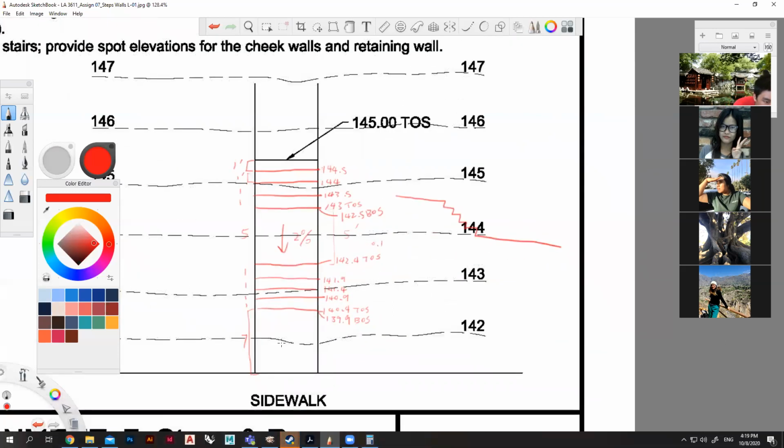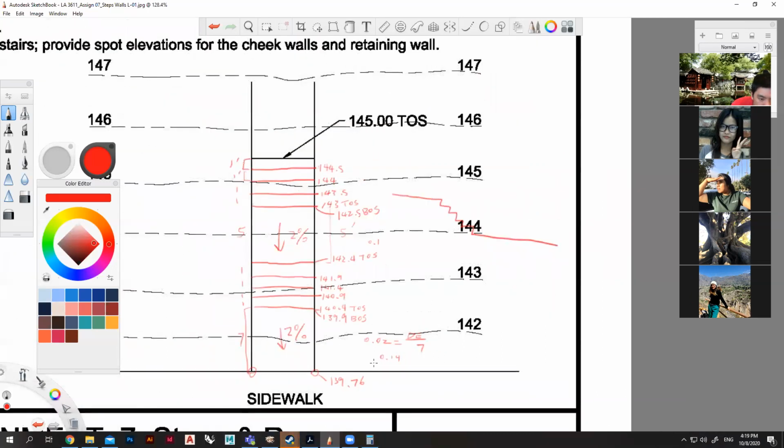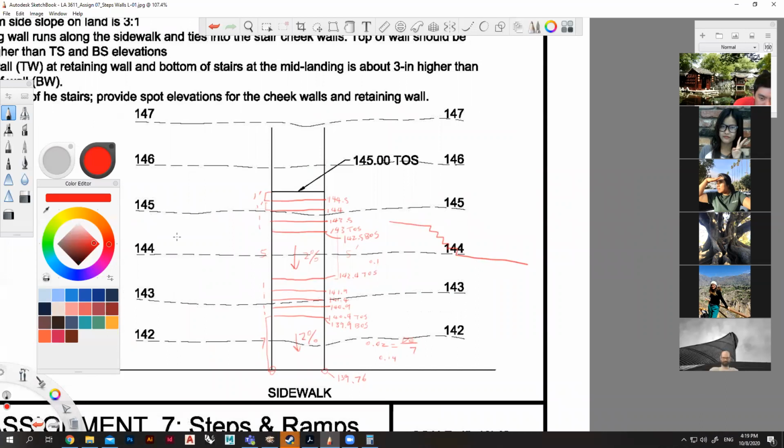And we're also using 2% because that's the requirement. So with that, we are able to find these 2 points. So 2%, right? And our length is 7, so 2% equals DE over 7, and multiplying both sides, we get 0.14. So our DE is 0.14. You subtract that from 139.9, and that gives us 139.76. So, okay, that's all of our stairs figured out.